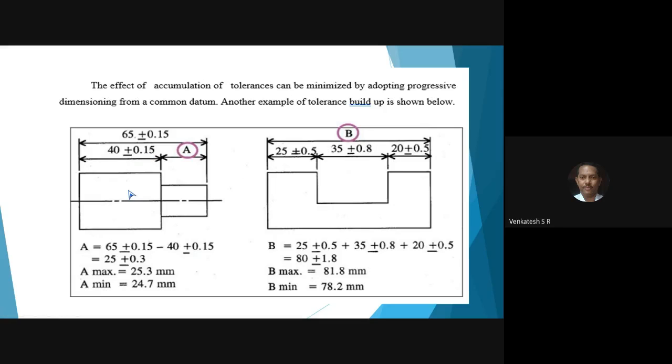Suppose while machining this component in lathe, if I have the dimension 40.15 or 39.85, then you accept the component. Otherwise, directly reject the component. Only two criteria. One is accept, other one is reject. The same type of component you have to produce in machine shop by using lathe.